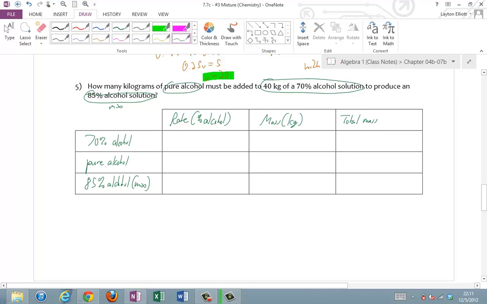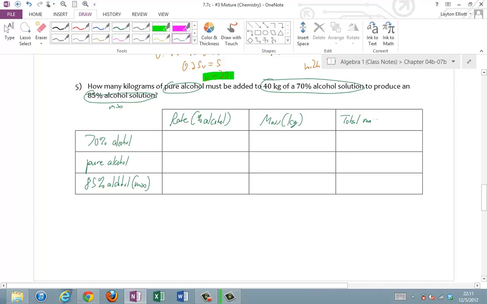Total mass would be in kilograms as well. We have 40 kilograms. Oops. That goes here. 40 kilograms. Let's do the rates. 0.7. Pure alcohol is 100%. 1. 0.85. It wants to know how many kilograms of pure alcohol must we add. That can be x, which makes this 40 plus x.